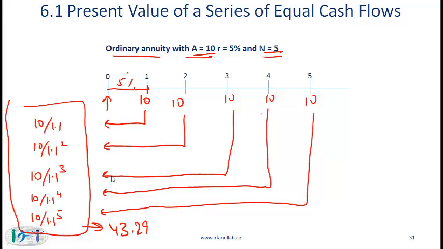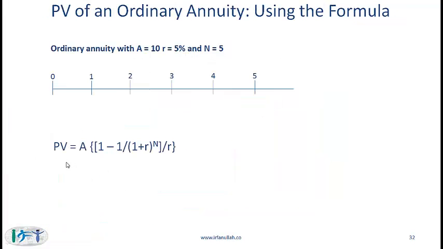Clearly on the exam, if you do something like this, it will take too long. So this is not the recommended way of solving a problem like this. Another strategy you can use is to apply this formula. What we do here is again recognize that we have the same annuity: 10, 10, 10, 10 and 10.